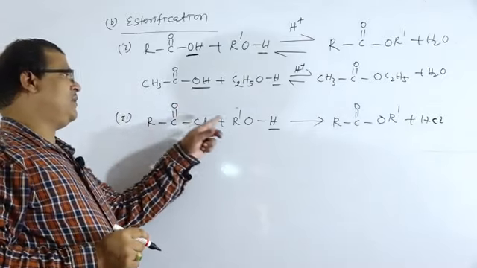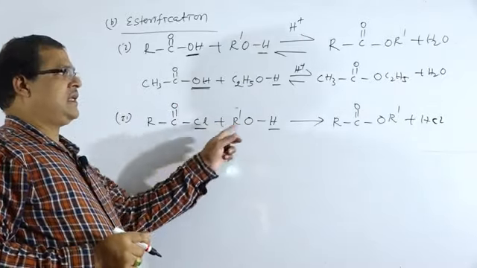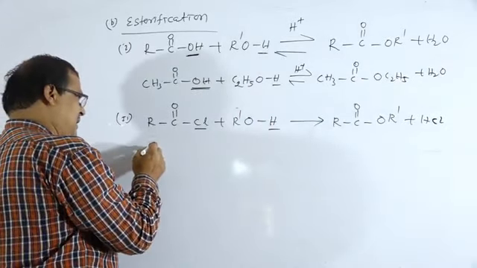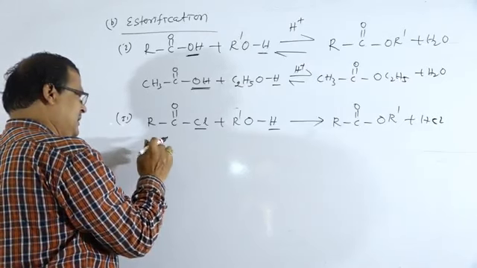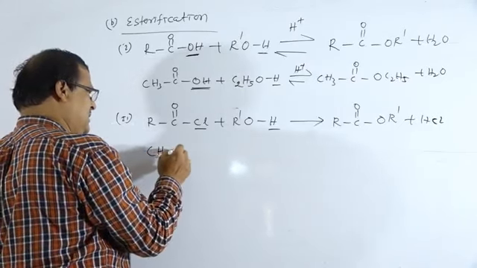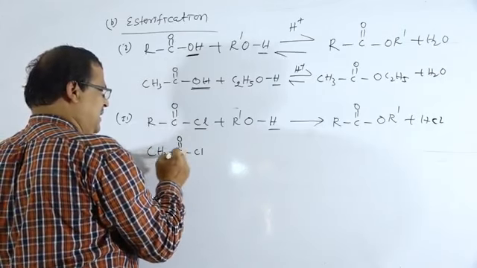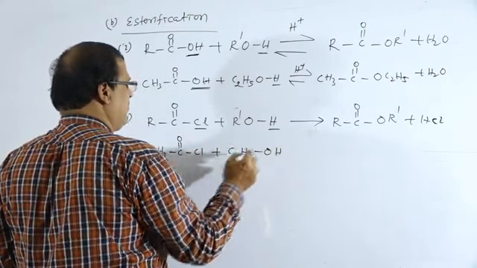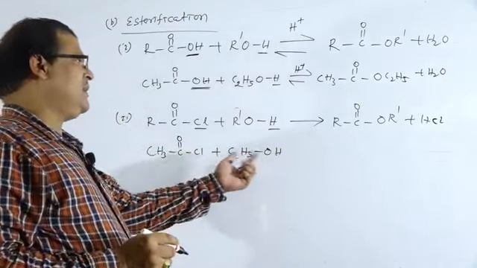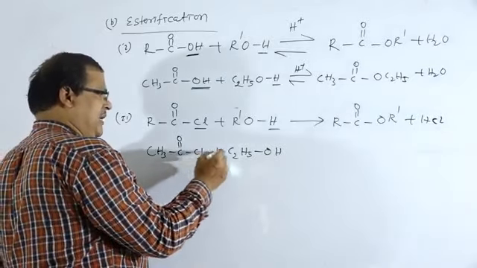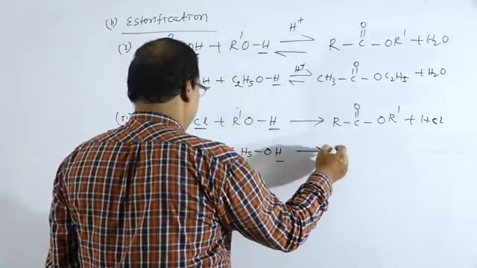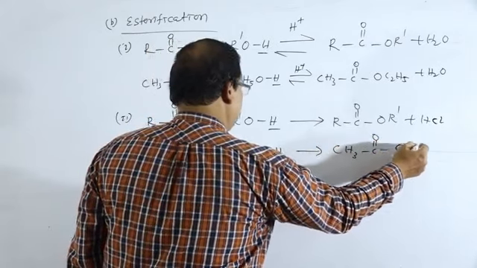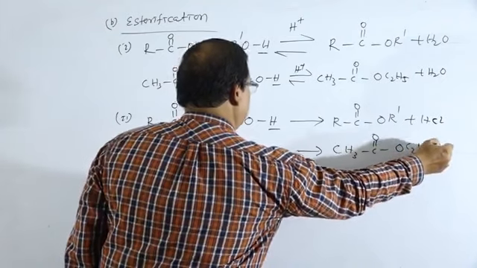R–C(=O)–OR', H and Cl are combined to form HCl. So there is the formation of ester. We will take the example of acetyl chloride, CH3–C(=O)–Cl. Acetyl chloride treated with ethyl alcohol, C2H5OH: the Cl part and the H part combine to form HCl, so there is the formation of CH3–C(=O)–OC2H5 plus HCl.